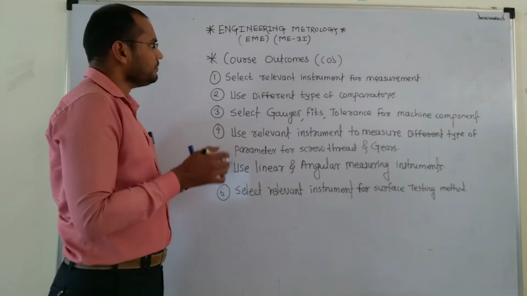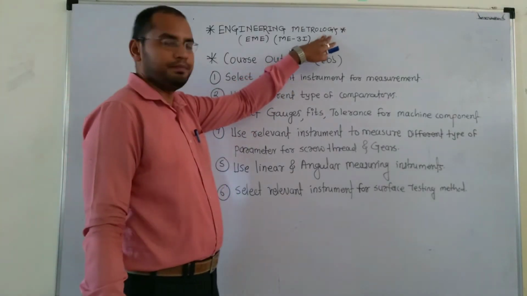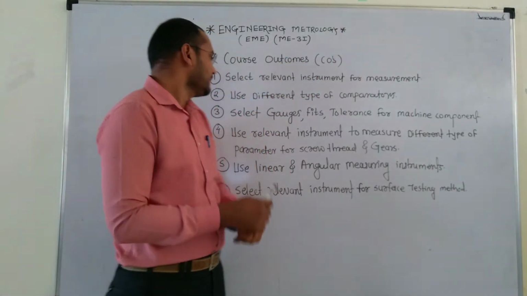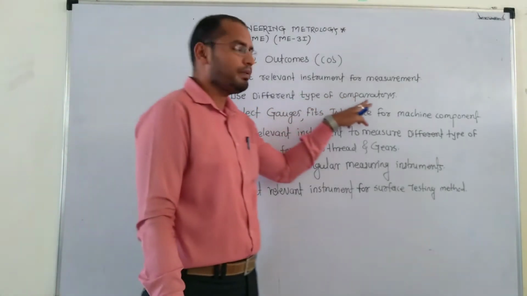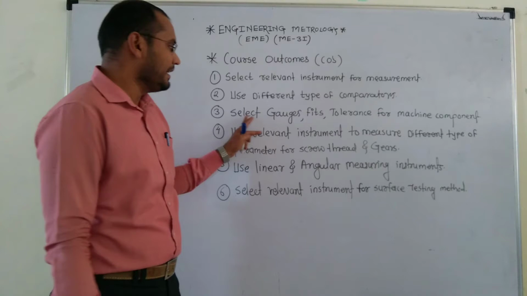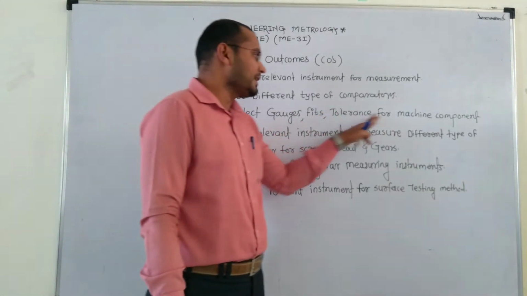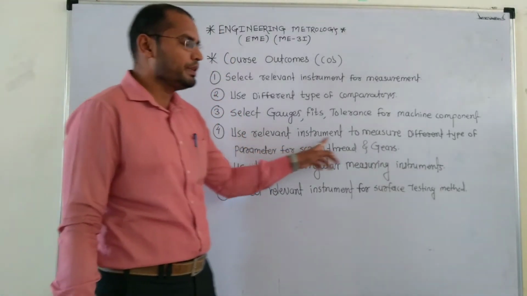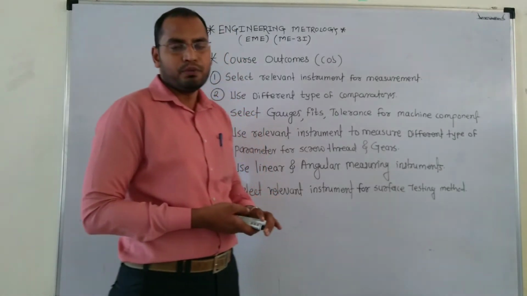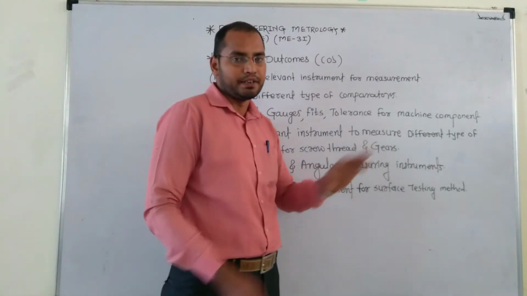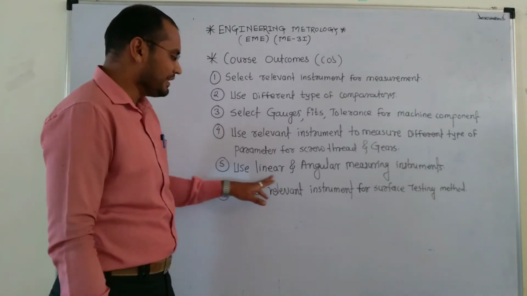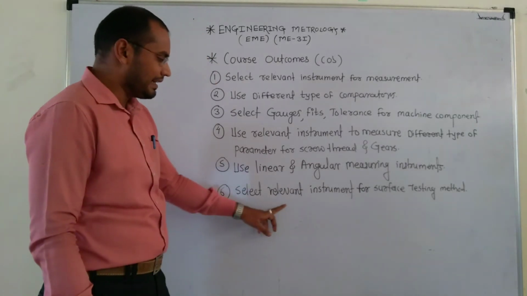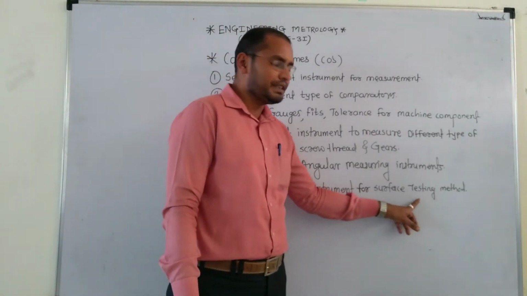Course outcomes for engineering metrology. First is select relevant instrument for measurement. Second is use different types of comparators. Next is select gauge, fit, tolerance for machine component. Next is use relevant instrument to measure different types of parameters for screw thread and gears. Next is use linear and angular measuring instruments. And last is select relevant instrument for surface testing method.